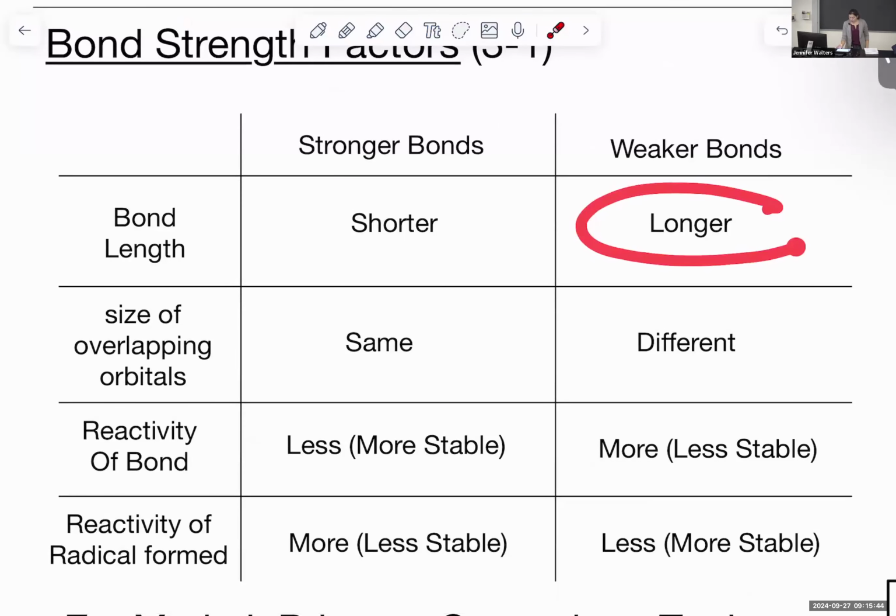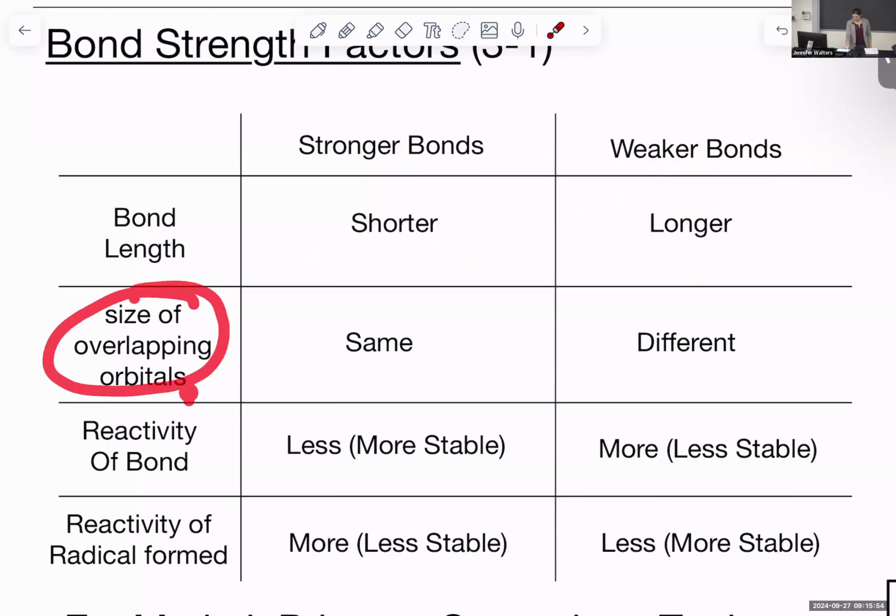They're also going to be the ones that are longer. The shorter your bond is, the stronger it is. The longer it is, the weaker it is. When you look at the size of the orbital overlap, your stronger bonds will have better orbital overlap. They'll have the same size orbitals, meaning that they're in the same row or period on the periodic table. The farther down on the periodic table, the longer they are.